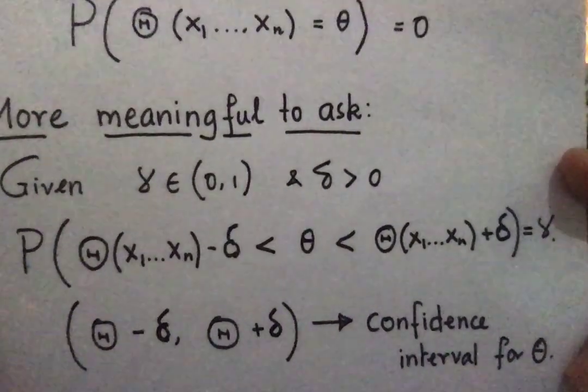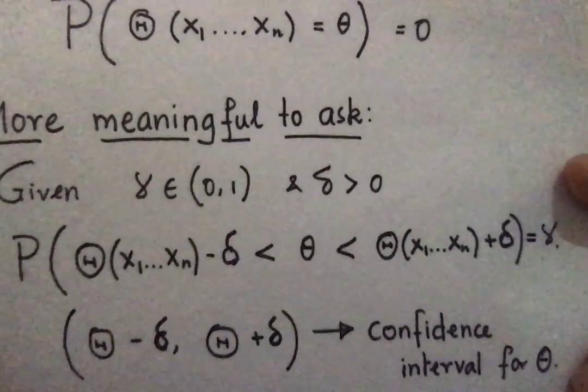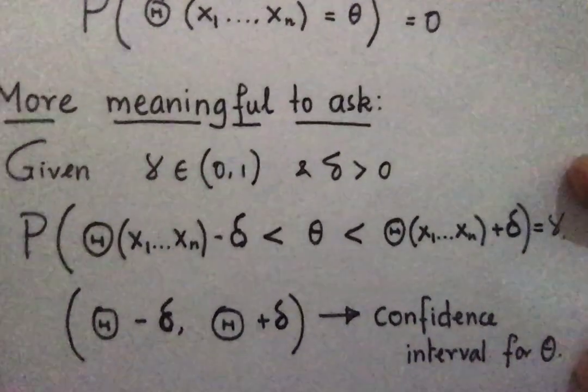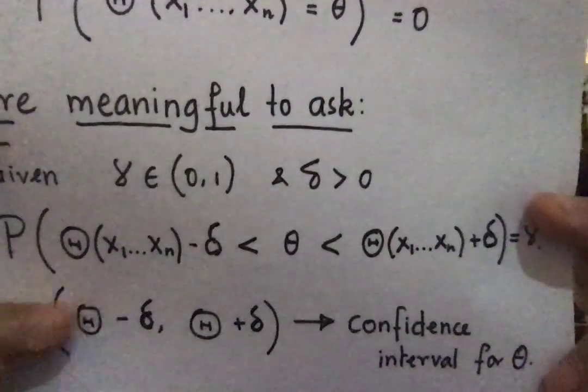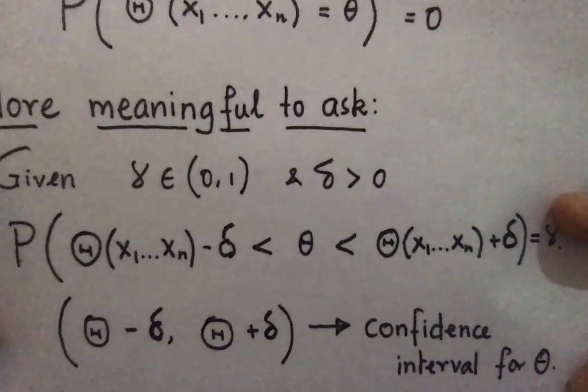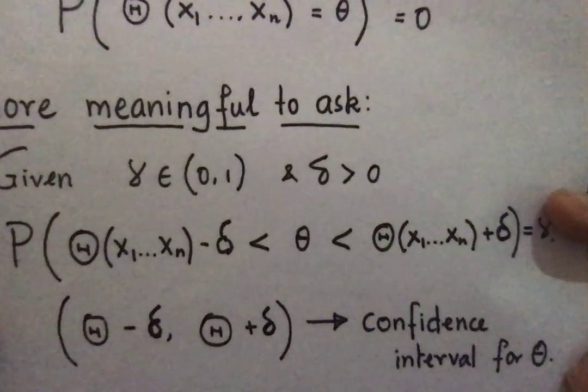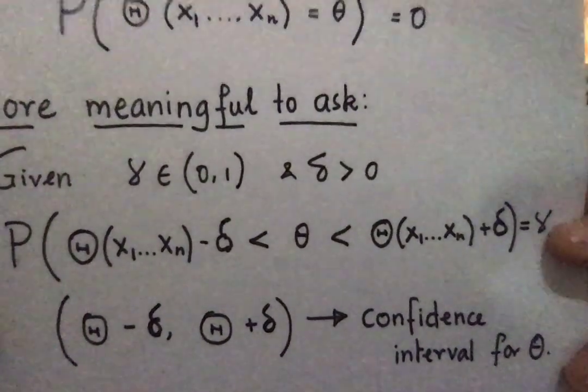capital theta plus delta and capital theta minus delta. The actual parameter value theta should be lying between these. This is sometimes called the confidence interval. This interval, big theta minus delta to big theta plus delta, and gamma is called the level of significance.